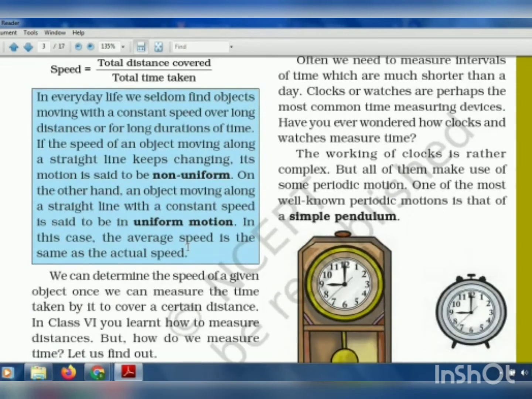Now here in this blue box, two different types of motion are given: uniform motion and non-uniform motion. When an object is moving on a straight path and the speed of the object keeps on changing, then we call it non-uniform motion. But when the object is moving on a straight path and the speed of the object is not changing, it is remaining the same, then we call it uniform motion.